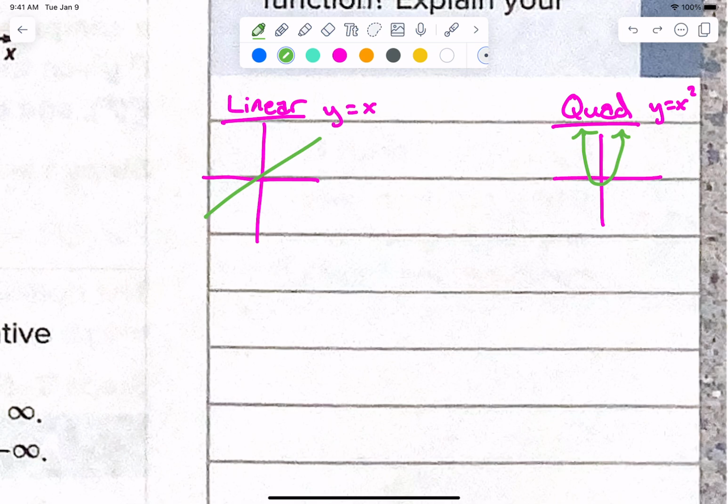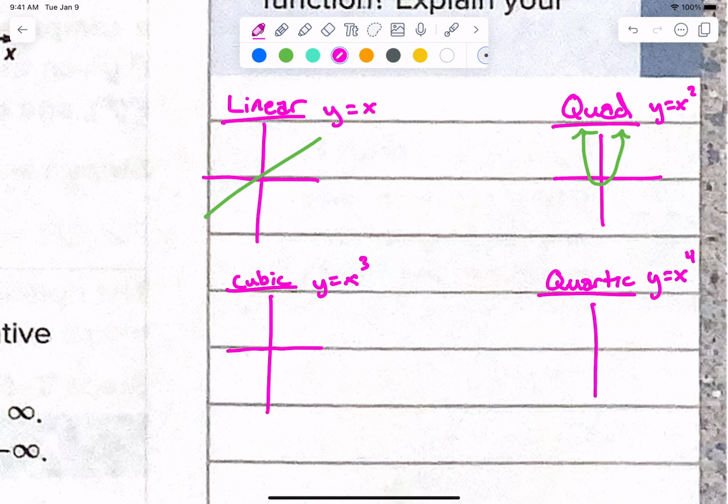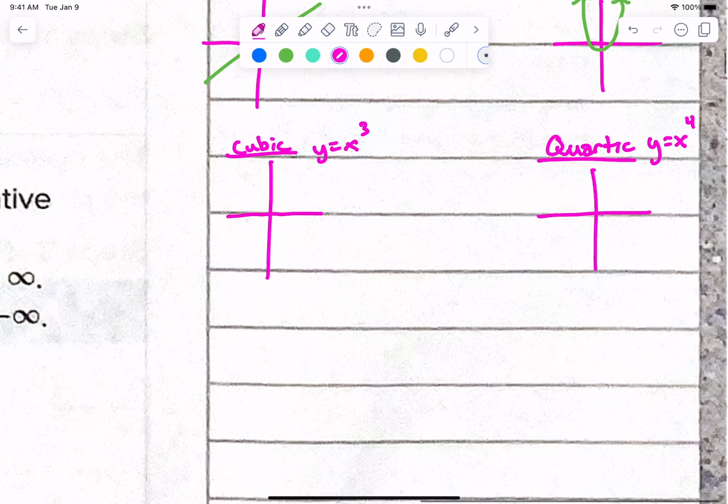Now, from here, we're going to talk about cubic functions. Put them right below linear. Cubic function is y equals x to the third power. We're going to talk about what it looks like. Then we're going to talk about quartic functions, Q-U-A-R-T-I-C. It is y equals x to the fourth power. Then we're going to go quintic: y equals x to the fifth power.